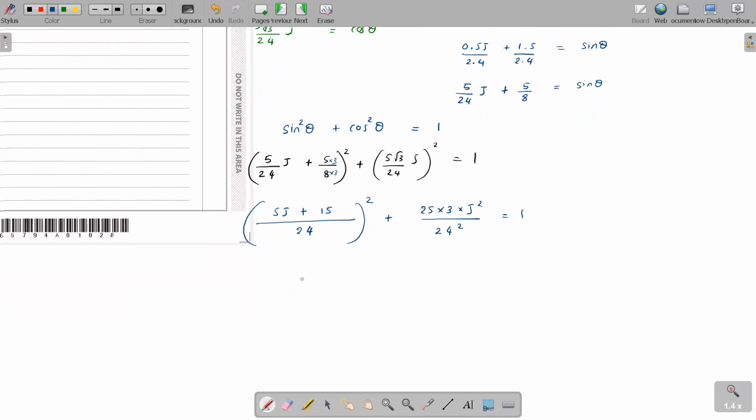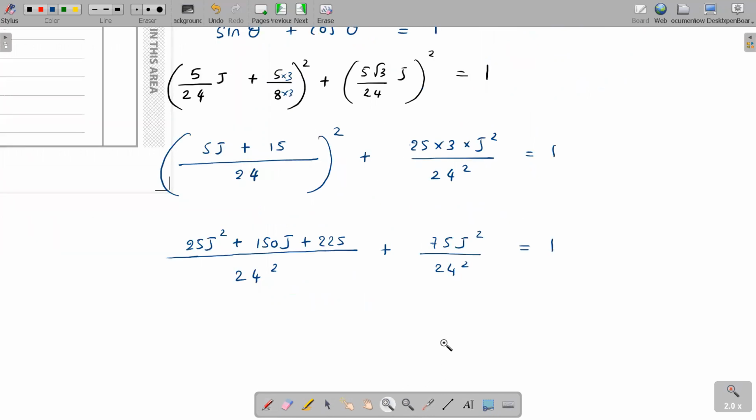Then you'll open this bracket. 5j plus 15 square over 24 square is coming down. 5j when you square it, 25j square, right? Plus 2 times 5j into 15. 2 times 5j into 15 is how much, children? Because when you're opening this bracket, it comes twice. Twice of 5j into 15. So twice of 5 is 10, 10 into 15, 150. Plus 15 square. 15 square is 225, right? 75j square over 24 square equals 1.